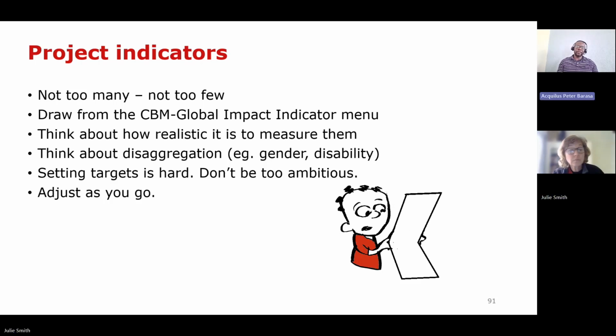Yeah, and think about things like disaggregation. You should disaggregate indicators by gender at the very least, and with or without disability. But do you want more than that? Remember, you will later develop a more detailed monitoring, evaluation, and learning plan. You can use this to schedule when you will collect data for each indicator.